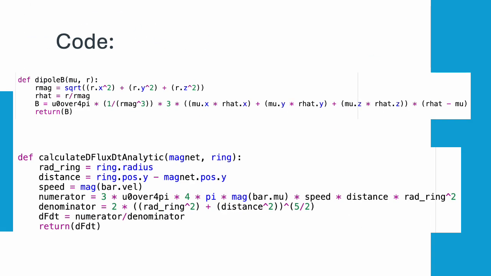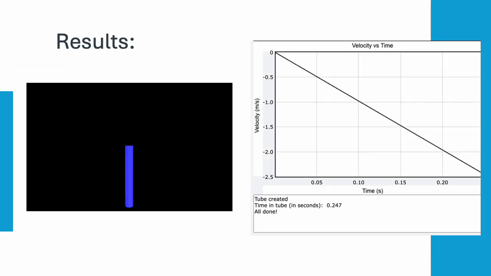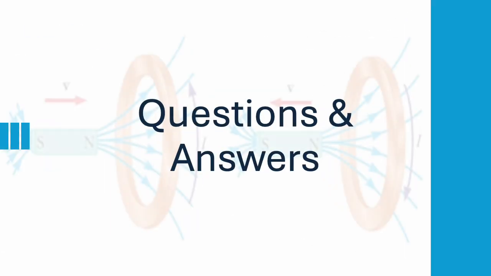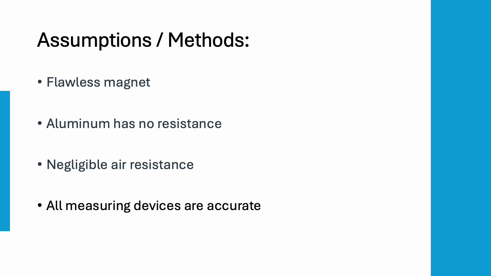GlowScript. Here are 2 functions used in my GlowScript code. The first one takes in a dipole moment and a distance and gives you the dipole, and the second one calculates the flux given a magnet and a ring. Here's the output of my code. On the left you can see the tube that the code produced as an image, and on the right you can see the graph of velocity versus time and the code output, where in the simulated world it took 0.247 seconds.